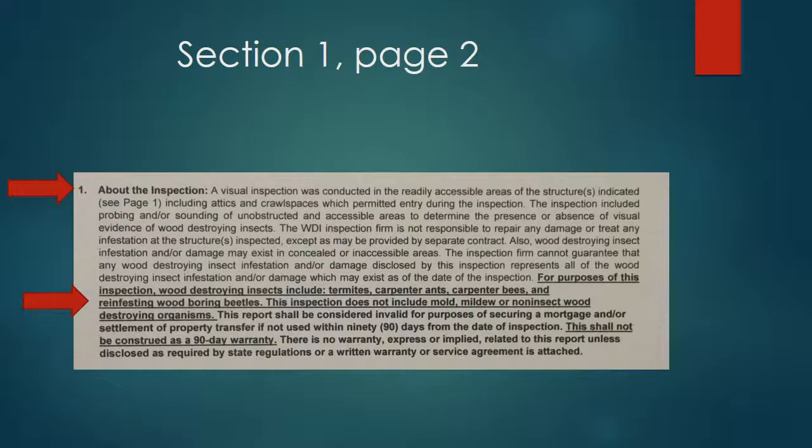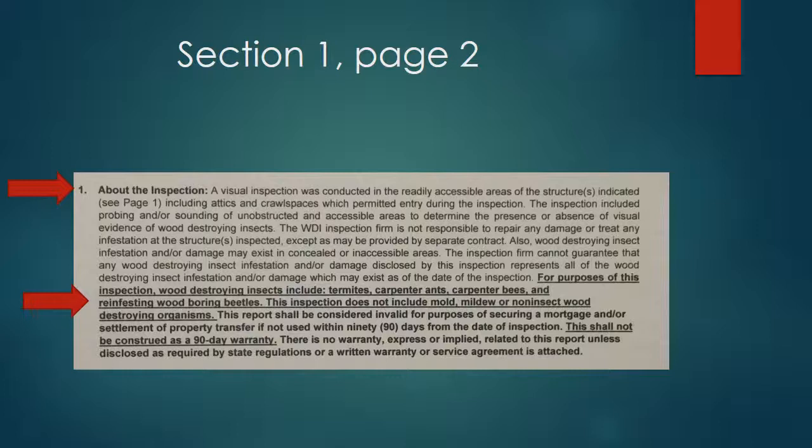Okay, let's take a look at section 1 of page 2 on the termite letter. This is the area that's going to tell you about the inspections, what it covers, and tells you a little bit about the warranty and things like that. Let's take this from the top, the red arrow there by number 1 that says about the inspection. It says a visual inspection was conducted in the readily accessible areas of the structures indicated on page 1, including attics and crawl spaces, which permitted entry during the inspection.